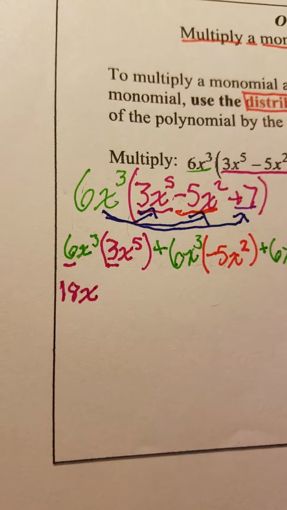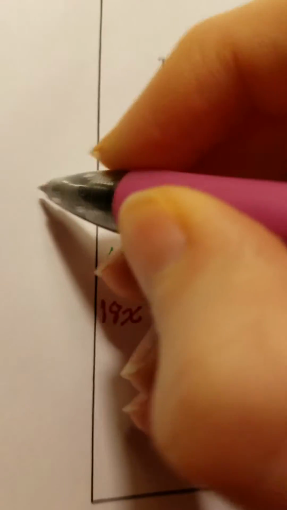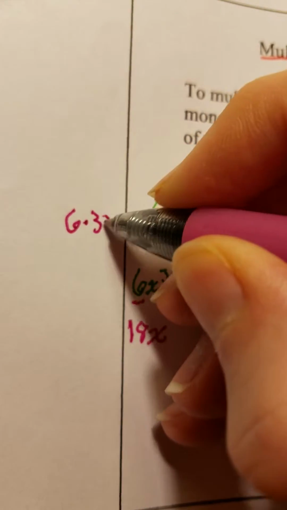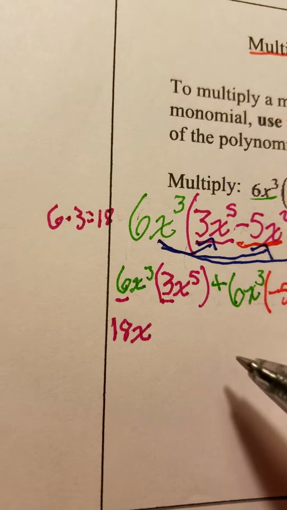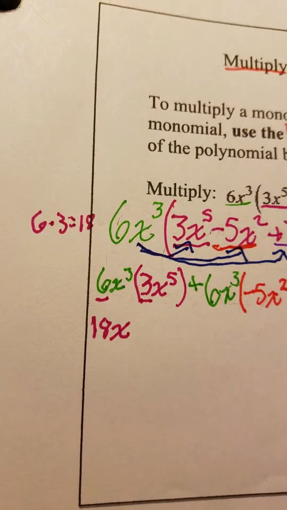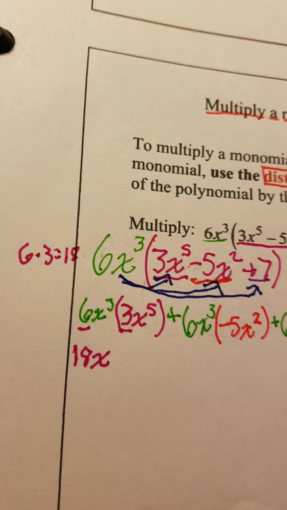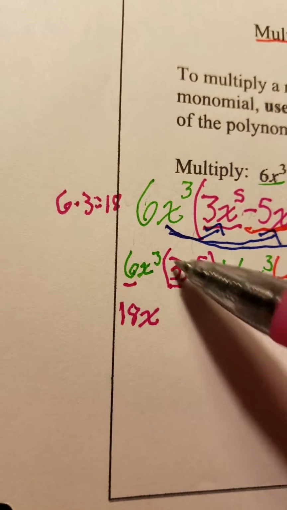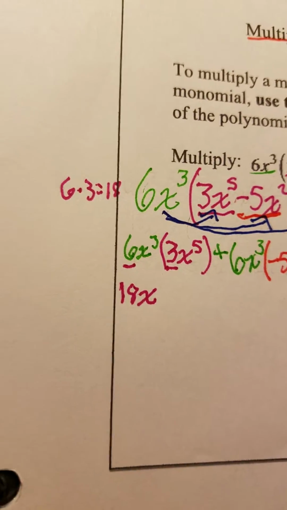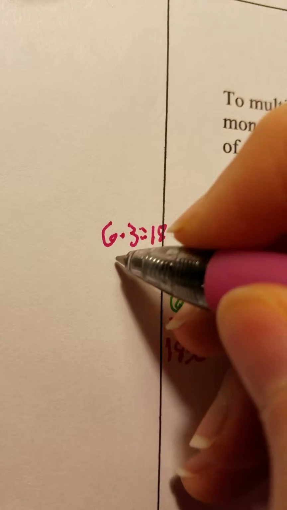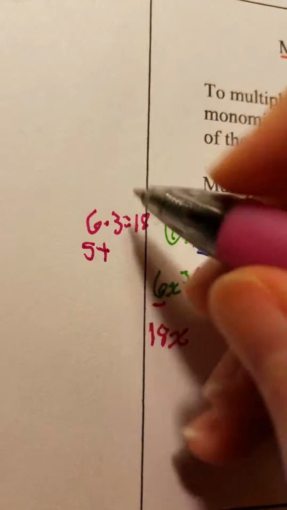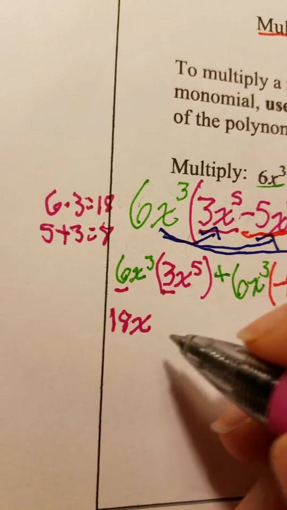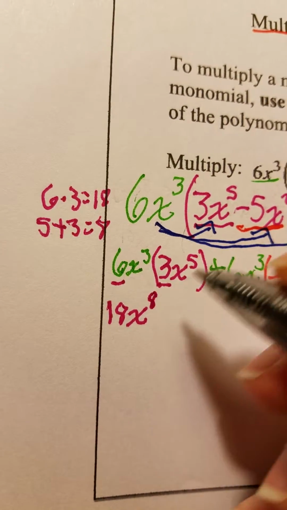So let's go ahead and write that down. 6 times 3 equals 18. So you can see where I got that number. And then you say, what about the exponents? To multiply them, you actually add them. So what is 5 plus 3? Well, 5 plus 3 is 8. So, therefore, your little exponent up here will be 8.